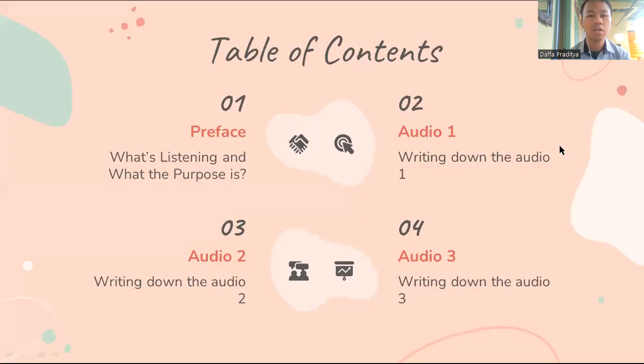So here is the table of contents. The first is preface. The subtitle of this chapter is what is listening and what the purpose is, and then audio one, and then audio two, and then the last audio is audio three.